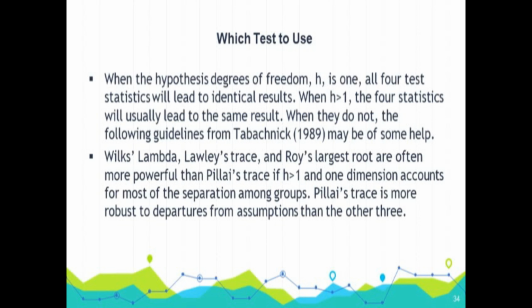However, when H is greater than 1, the four statistics will usually lead to the same result. When they do not, the following guidelines from Tabachnick (1989) will be of help. So what are these guidelines of Tabachnick that we have to follow? Tabachnick had the following assumptions when we are using a MANOVA.